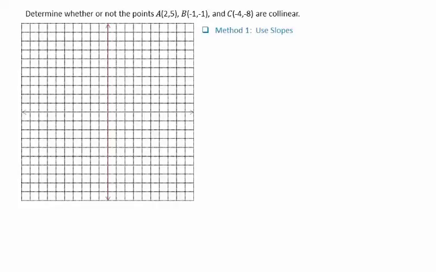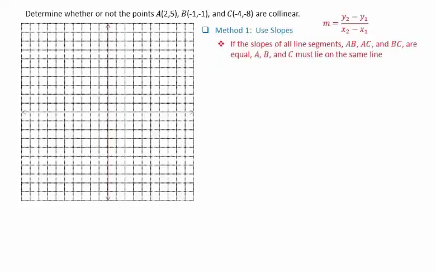The first method is to use slopes. Recall the formula for slope: m equals y2 minus y1, the change in y coordinates, divided by x2 minus x1, the change in x coordinates. If the slopes of all line segments AB, AC, and BC are equal, then A, B, and C must lie on the same line. If the slopes are not equal, then these points cannot lie on the same line.